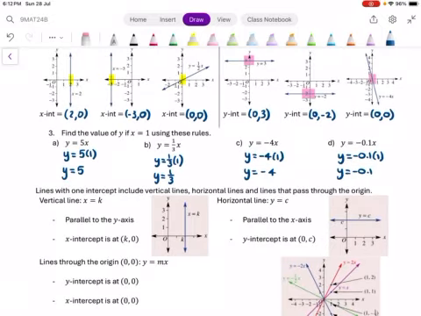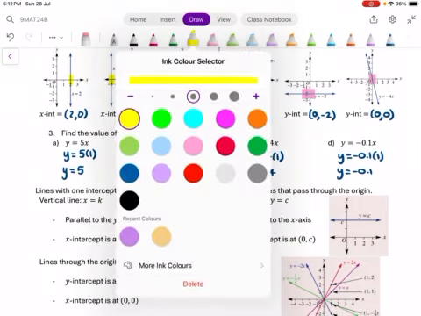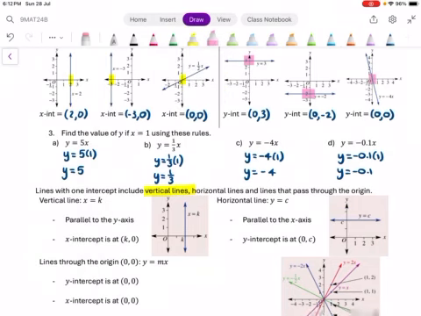Okay, so lines with one intercept include our vertical lines, our horizontal lines, and lines that pass through the origin. Let's have a look at the vertical line. The vertical line is in the form x equals k. It is parallel to the y-axis, and our x-intercept is at (k, 0). What this means is that for every y value that we have, the x value is k.